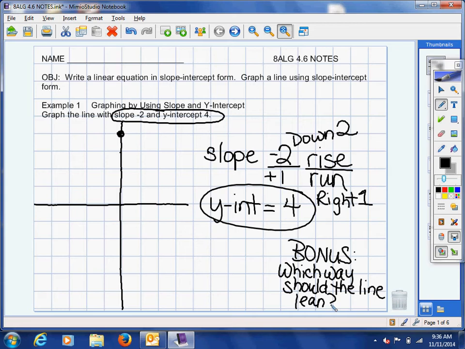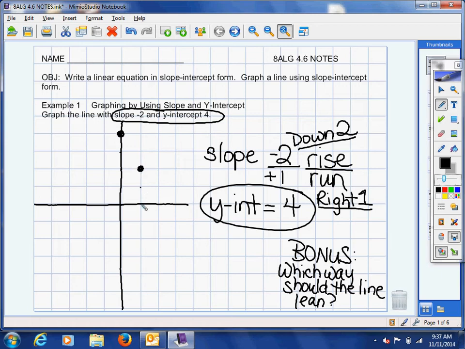Okay, let's get started again, and from the y-intercept, we're going to graph other points on our line. You can do as many as you want, but minimally, you need to do at least one other point besides the y-intercept. Okay, so get your pencil tip on the y-intercept. We're going to do exactly what we talked about. We're going to go down 2, right 1, mark the point. Then we're going to do it again, down 2, right 1, mark the point.